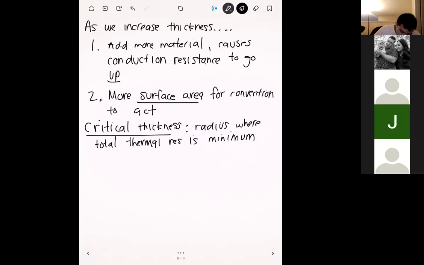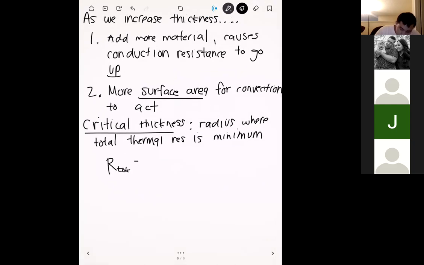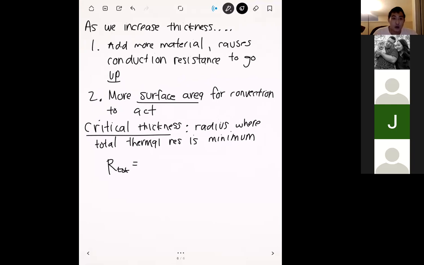In this case, our function that we want to take the derivative of is our total resistance, right? Remember, our total resistance is going to be the sum of our conduction and our convection resistance. So our total resistance is going to be ln of R2 divided by R1, divided by 2 pi kL, plus 1 over h times 2 pi R2 L.